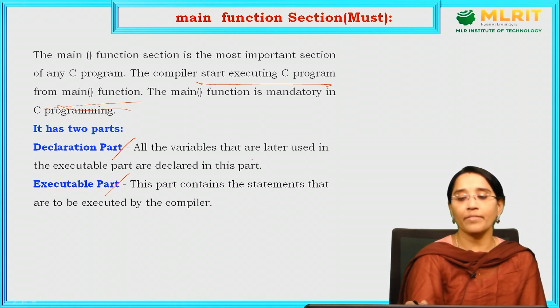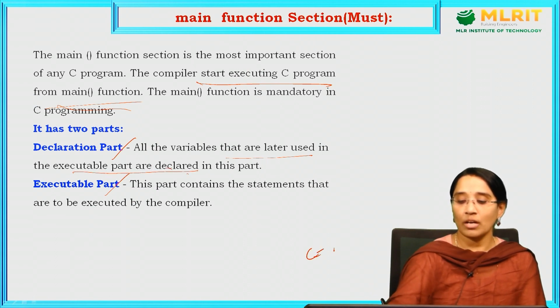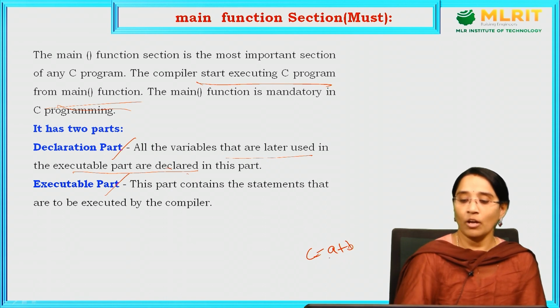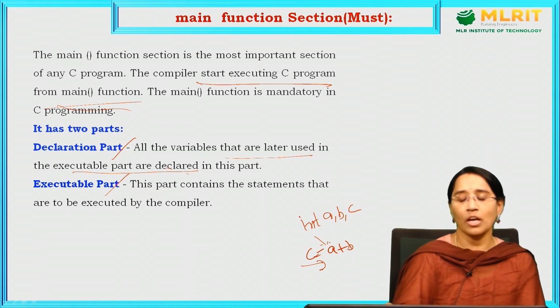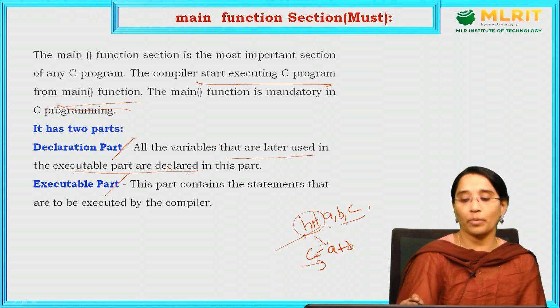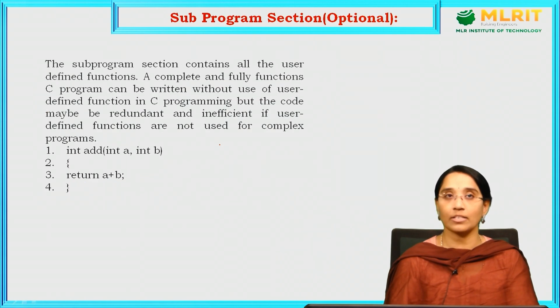Declaration part: all the variables that are used in the executable part are declared here. Suppose this is my executable part. I want to execute the sum of 2 numbers, c is equal to a plus b. So I have taken 3 variables that I have to declare first, int a, b, c. I am doing addition on the data type integer, so I will declare the data type as int a, b, c. Whatever you are using in your executable part, those variables must be declared in the declaration part.